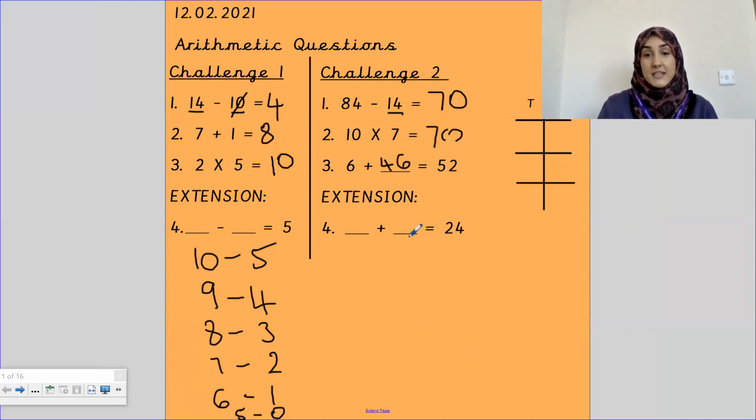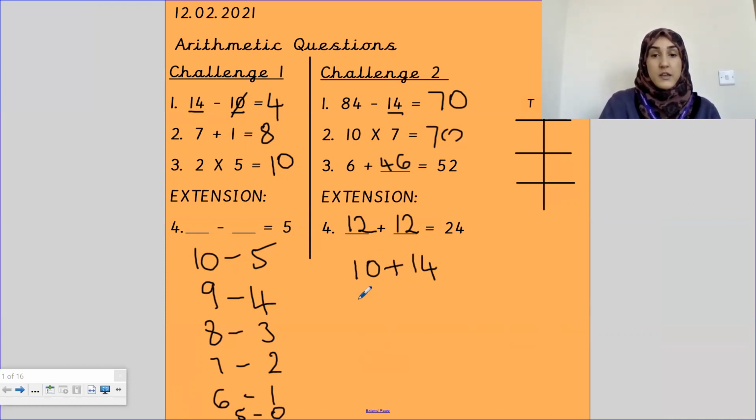Next, we've got two numbers that add together to make 24. The easiest one that we could do is 12 add 12, because I know that double 12, 12 add 12, or 2 multiplied by 12 equals 24. If we carry on, let's start off with 10. 10 add 14 equals 24. 11 add 13 equals 24. Next, we could have 12, but we've already got 12, so we're going to do 13 add 11 equals 24.